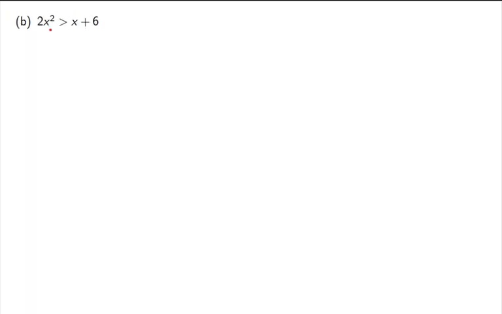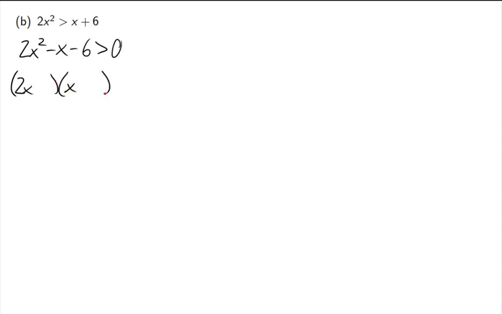Next example. 2x squared greater than x plus 6. Now for this one, the first thing I'm going to do is subtract the x to the other side and subtract the 6 to the other side, and now I have this as greater than 0. Now I believe this one can be factored, and just to save us some time, I'll go ahead and factor it for us.